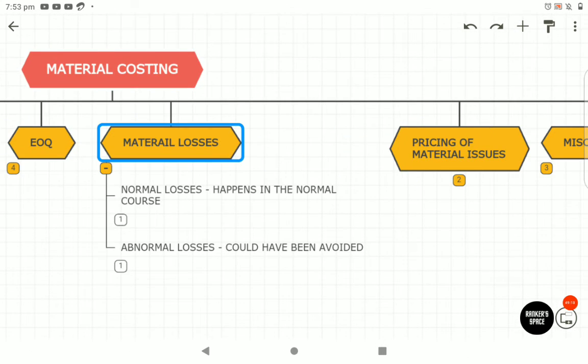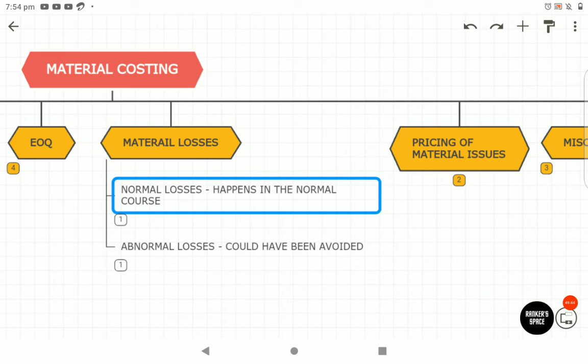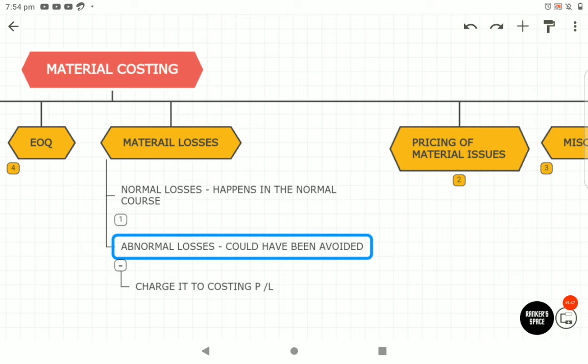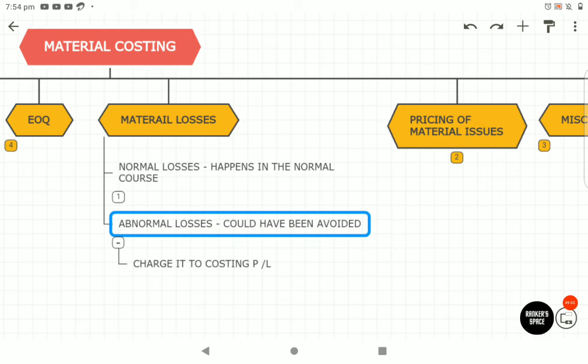Then the next one is material losses. There are two different types of losses. First you have the normal loss, then you have the abnormal loss. Normal loss is what, guys? Normal loss is something that cannot be avoided at all. It happens in the normal course of business only. So what you have to do with that, you have to charge it to cost of production. You don't have to do anything, just categorize it as cost and charge it to cost of production. What happens to abnormal loss? Abnormal loss is something that could have been avoided. So in this case, you have to charge it to costing P&L account. So this is how this concept is designed.